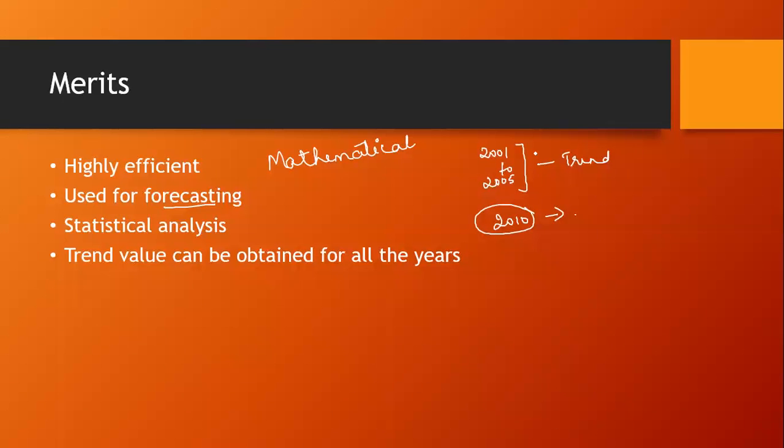ಆದ್ರೆ ಈ ಮೆಥಡ್ ಅಲ್ಲಿ, ಲೀಸ್ಟ್ ಸ್ಕ್ವೇರ್ ಮೆಥಡ್ ಅಲ್ಲಿ, for each year you will get easily the trend values for all the years. Even for the future, consider like 2010, for 2010 also you will get the trend value. So that is one of the merits. So trend values can be obtained for all the years. ಎಲ್ಲ ಎಷ್ಟು ವರ್ಷ ಅವರು ಕೇಳಿದಾರೆ ಆ ಎಲ್ಲ ವರ್ಷಕ್ಕೂ ಕೂಡ ನಮಗೆ ಟ್ರೆಂಡ್ ವ್ಯಾಲ್ಯೂಸ್ ಅನ್ನ ಈಸಿಲಿ ಫೈಂಡ್ ಔಟ್ ಮಾಡಬಹುದು.